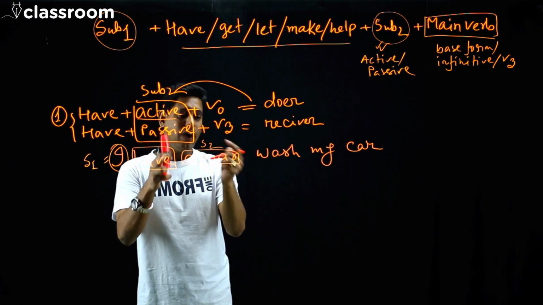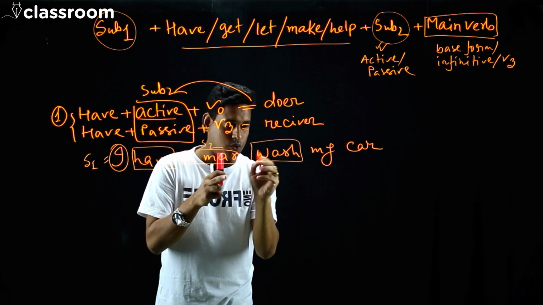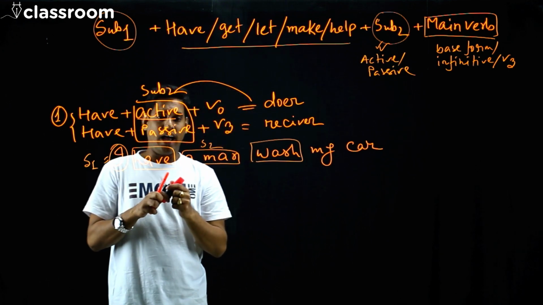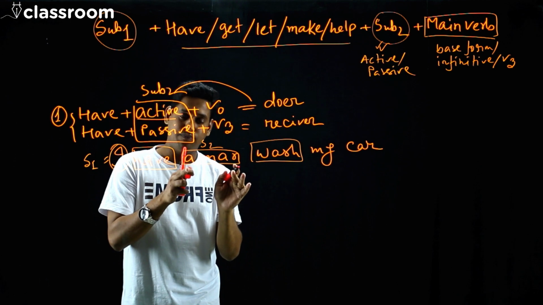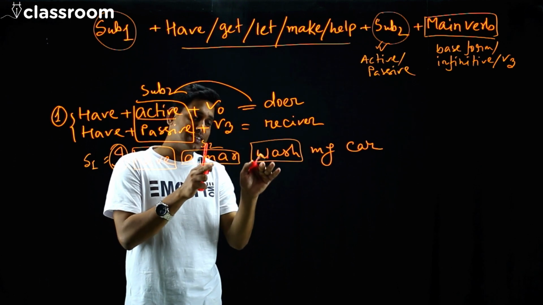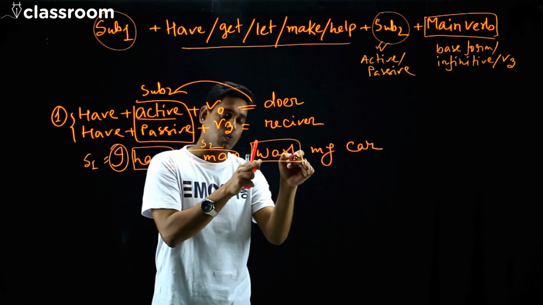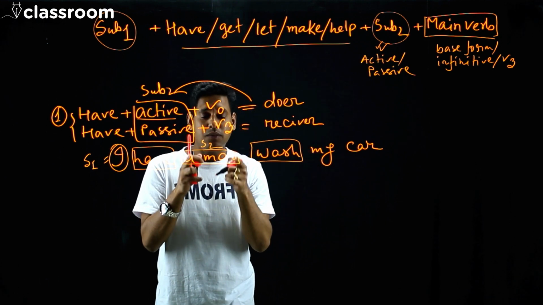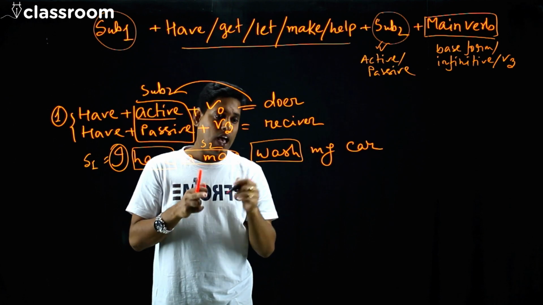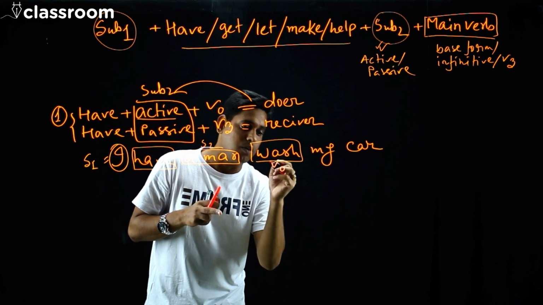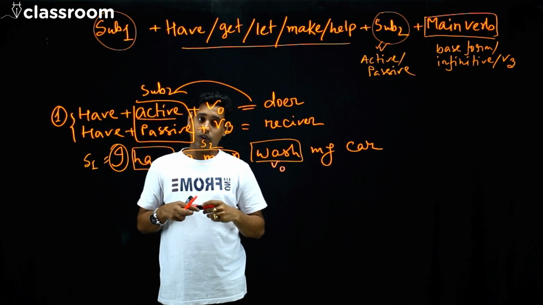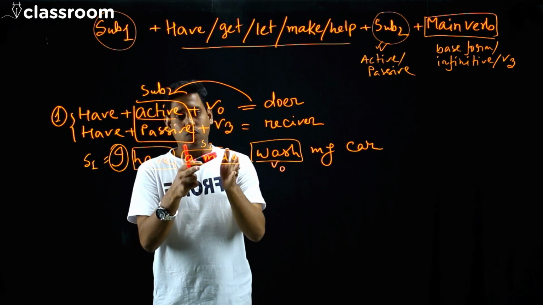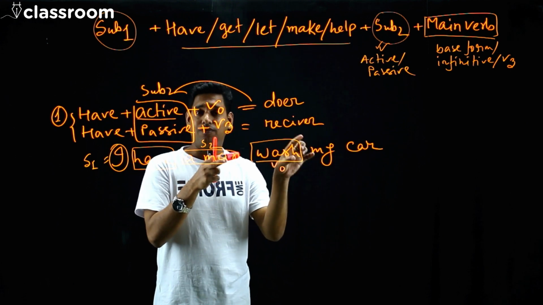Now the question: why am I using wash in this sentence, not washing, washes, or washed? Because in the sentence, I used subject 2, a man, and a man can do this work, that is wash, directly. So it is in an active tone, and because of the active tone of subject 2, I'm using wash, and that is the V0 format. In this case, I can't use washes or washed, because of the active tone of subject 2 in this sentence, and that is the main fact of causative verbs.